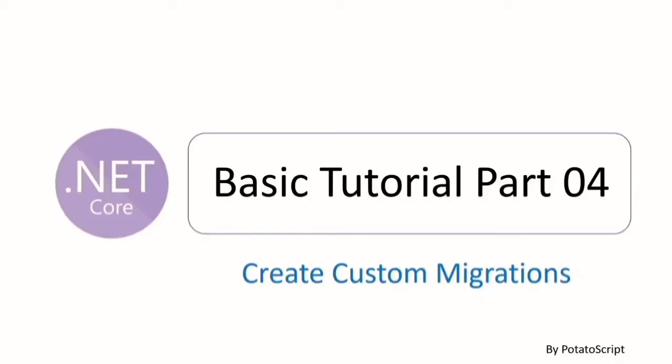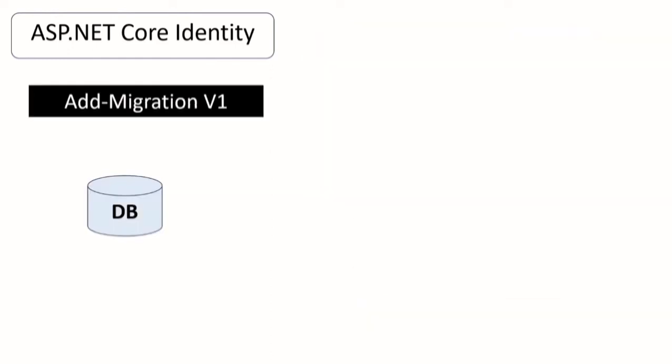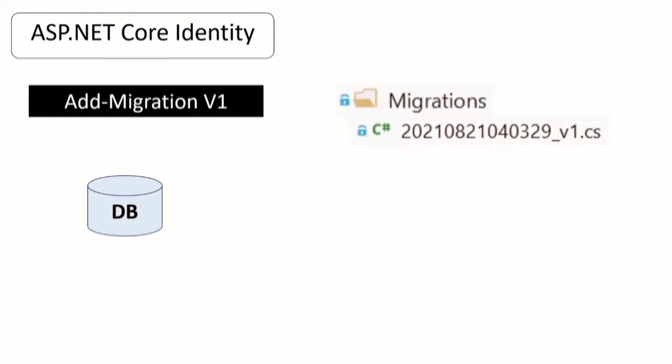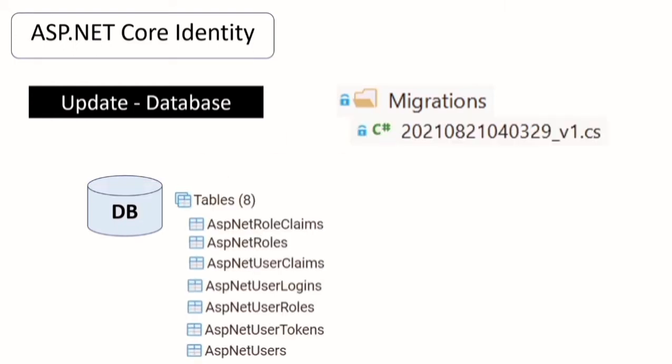Hi, this is .NET Core Basic Tutorial Platform, and today I'm going to show you how to create a custom migration. In the last video, we used this identity to create a database using this migration. For example, we typed this add migration B1, and it created this migration folder with this migration file with the name of B1. After that, we typed this update database, and this migration pushed this B1 file into this database and created a list of tables for us.